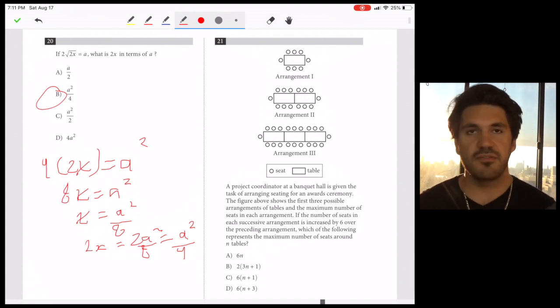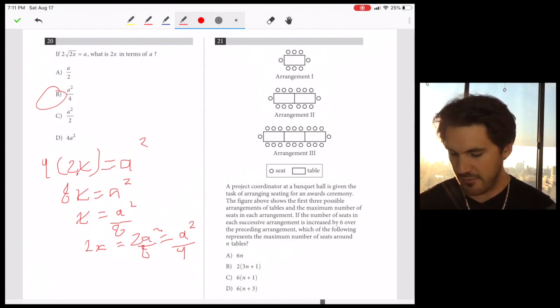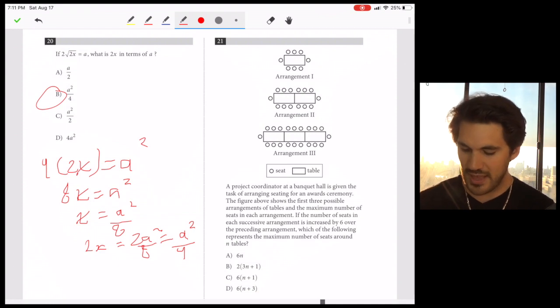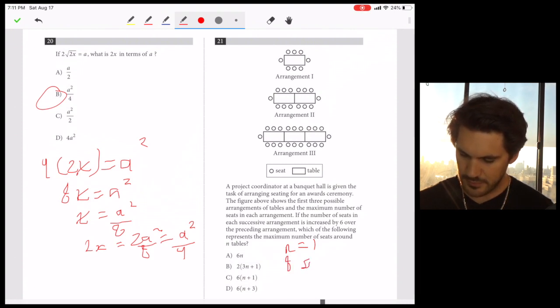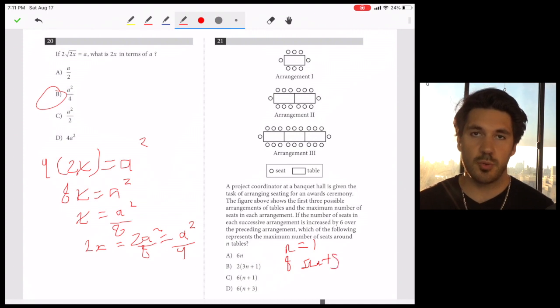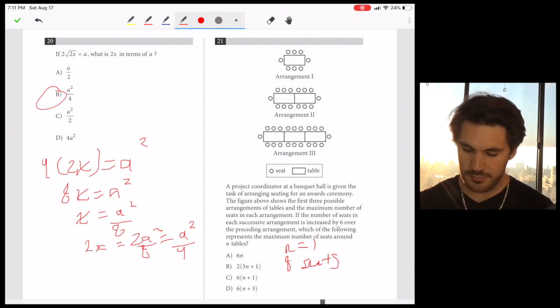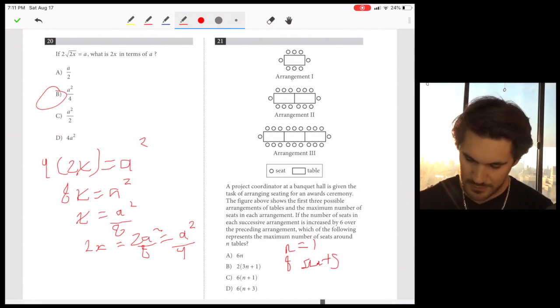We can just plug stuff in here, right? In the first arrangement, we have 1 table, so n would be 1. And we have 8 chairs, 8 seats. So see which answer choice gives you 8 when you plug in 1. The only answer that's going to do that is B.